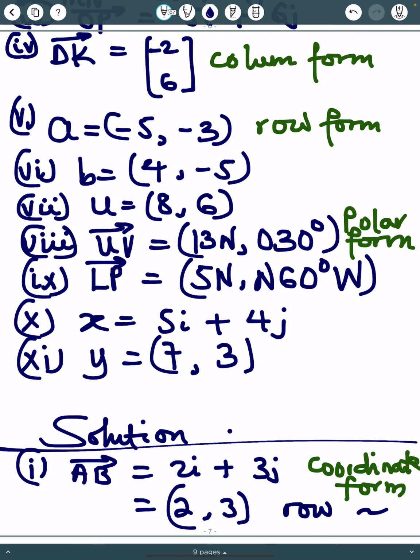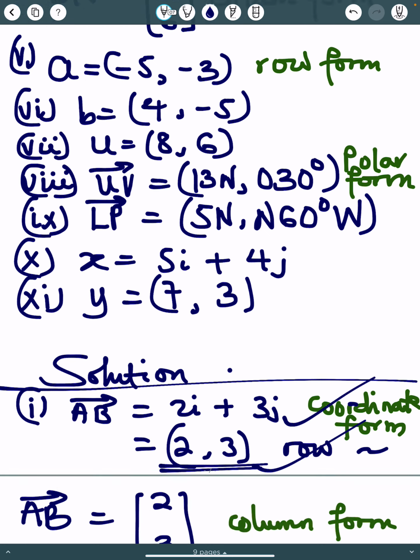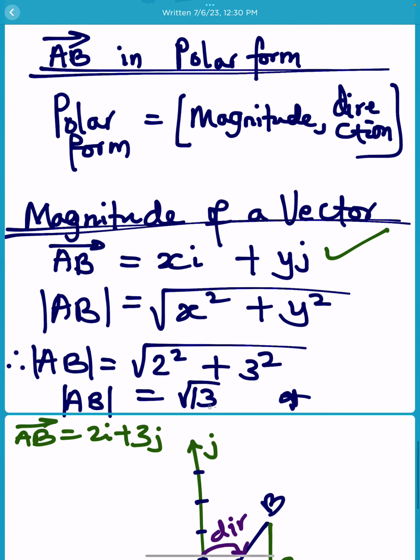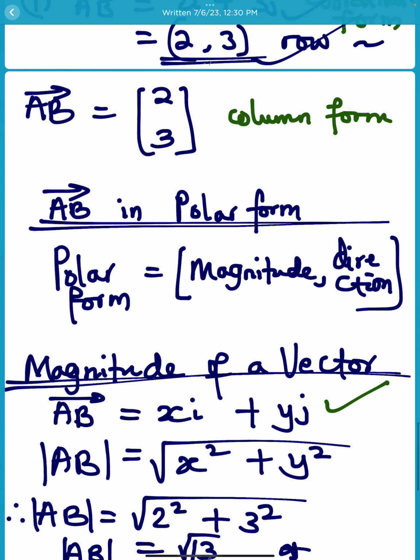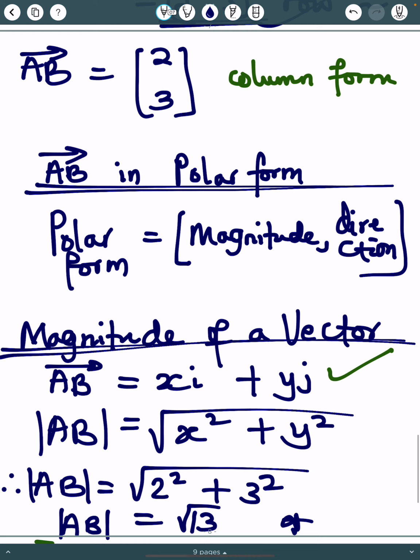I could easily change it to row form by just writing 2 and 3 in brackets, and what I get is my answer. I've written it in row form here. So this is now coordinate form, row form. Now let's go on. So secondly, I want to write it in what?